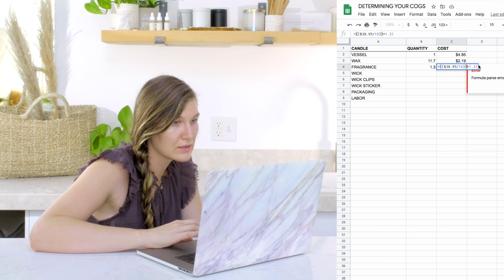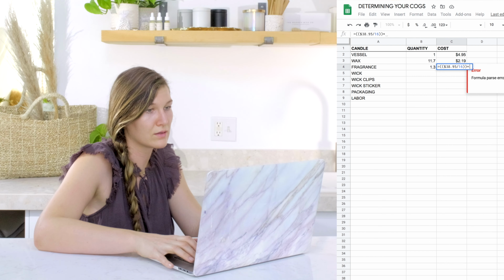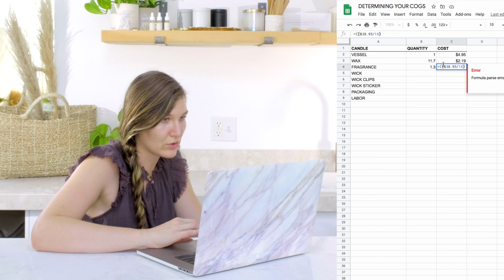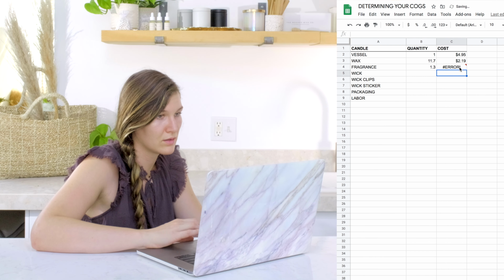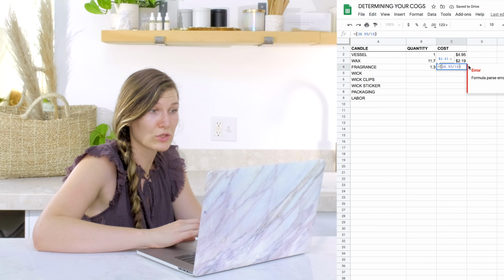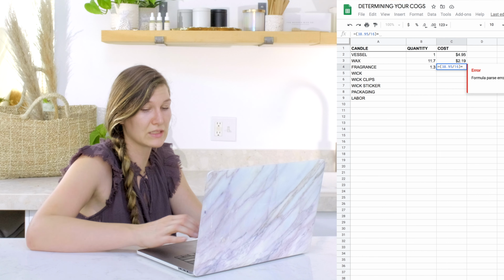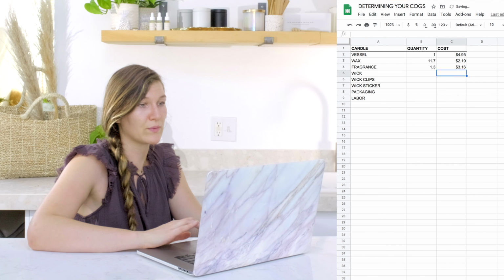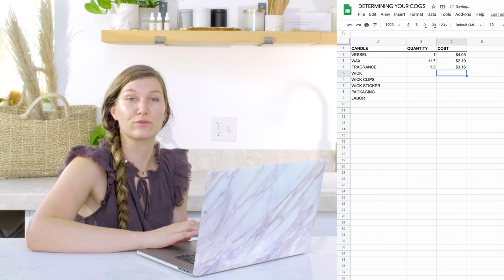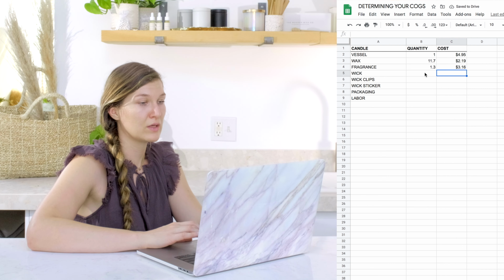38.95 divided by 16. Let's start with that. Maybe it doesn't like my dollar sign. 38.95 divided by 16 times 1.3. So we have $3.16 worth of fragrance oil in this candle.